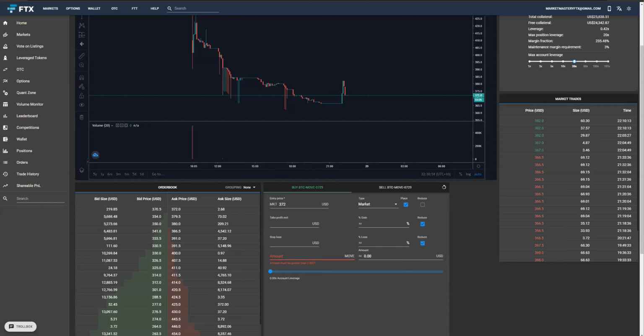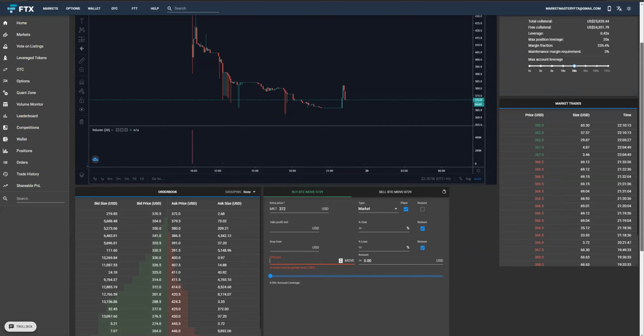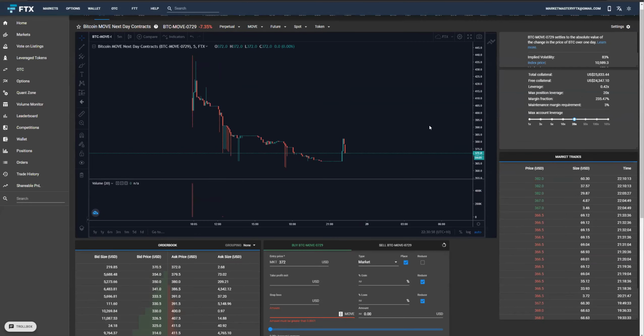So we're trying to work out where the move contract, what traders are pricing the move contract at, where they think that it will expire. So the traders are all trying to guess, right? So right now, everyone's guessing that there'll be a $372 move in the tomorrow's open and close.